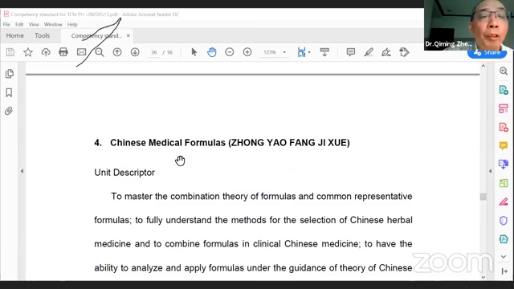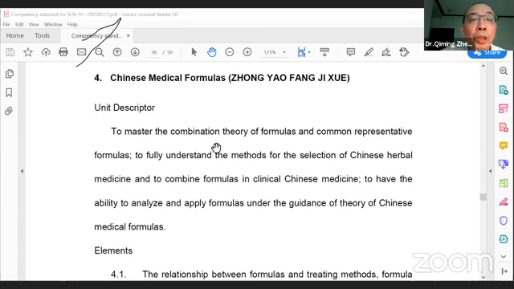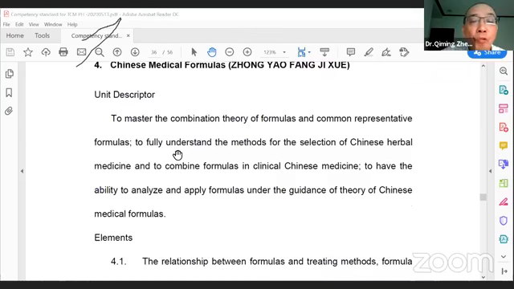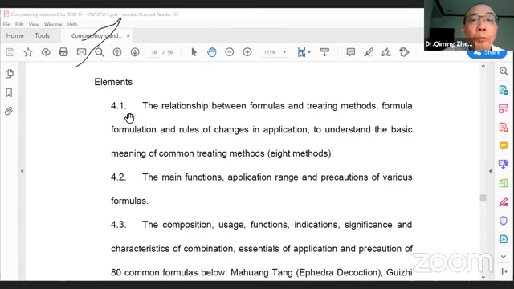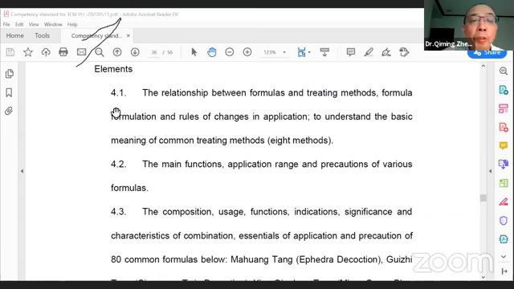The fourth unit is Chinese medical formulas. For Chinese medical formulas, the unit descriptor is to master the combination theory of formulas and common representative formulas, to fully understand the methods for the selection of Chinese herbal medicine and to combine formulas in clinical Chinese medicine, to have the ability to analyze the applied formulas under the guidance of the theory of Chinese medicine formulas. The elements here: first point, the relationship between the formulas and treating methods, formula formulation, and rules of change in application, to understand the basic meaning of common treating methods.